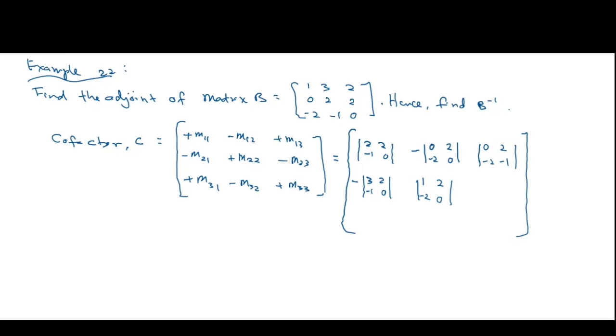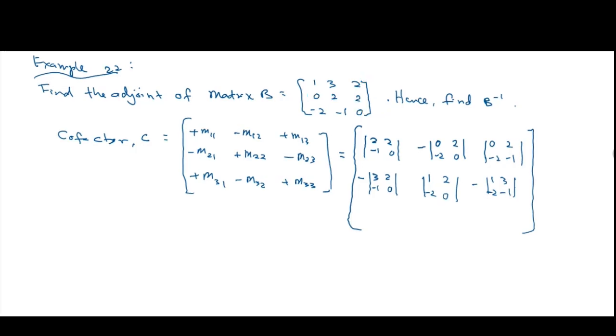The next one, we will delete second row, third column. So the element here is negative 1, 3, negative 2, negative 1. For the next cofactor, we are going to delete the third row, first column. So it will be positive minus 3, 2, 2, 2.